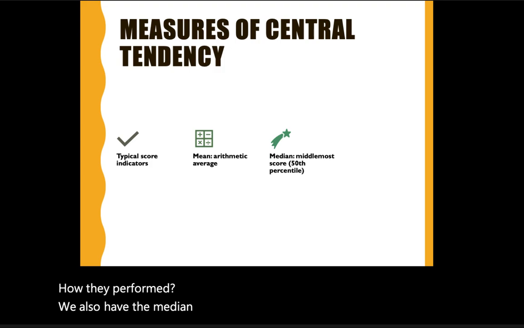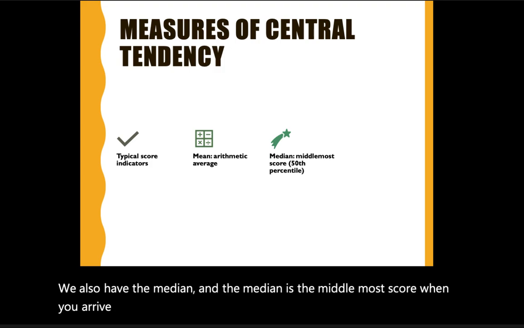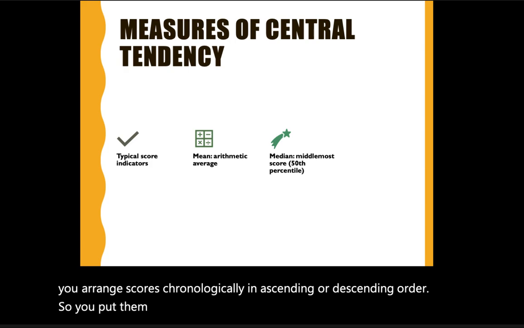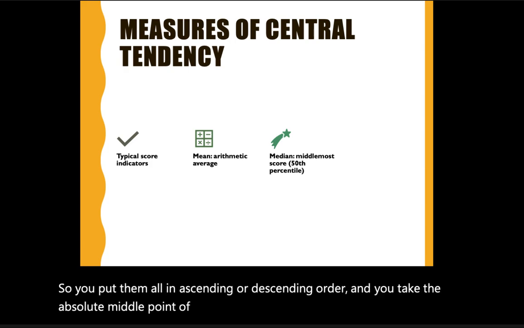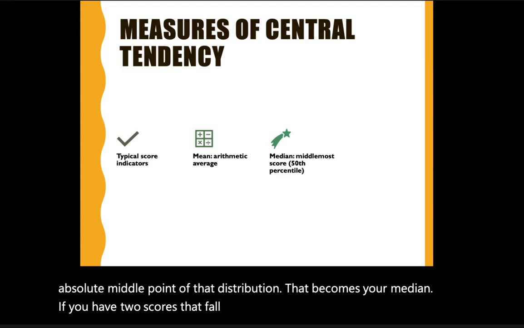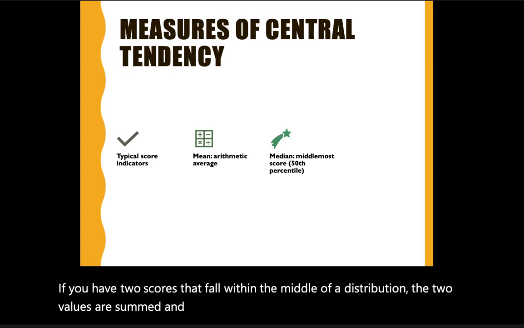The median is the middlemost score when you arrange scores in ascending or descending order. So you put them all in ascending or descending order and you take the absolute middle point of that distribution. That becomes your median. If you have two scores that fall within the middle of a distribution, the two values are summed and divided by 2.